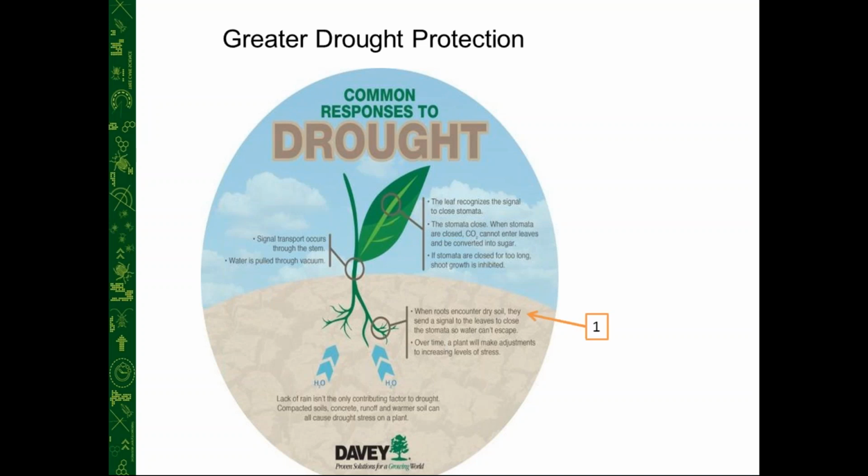But this graphic is great because it really explains what happens when a plant goes under drought stress. And so again, it's the roots that first realize that the soil is running out of water. So the roots realize they are no longer harvesting the correct amount of water.